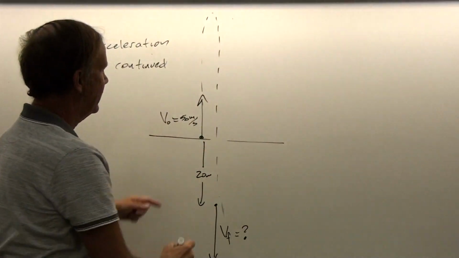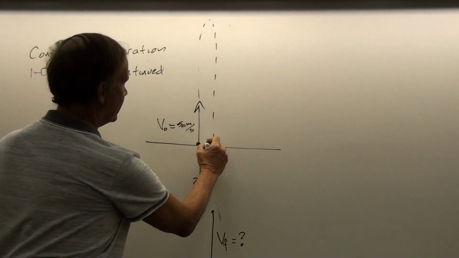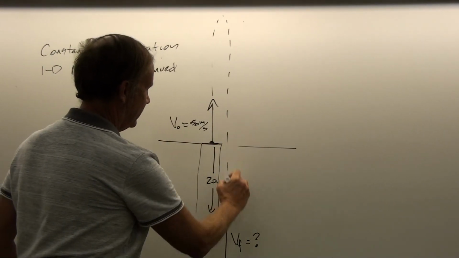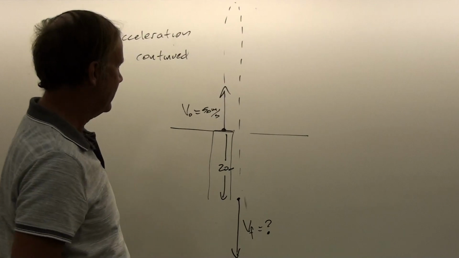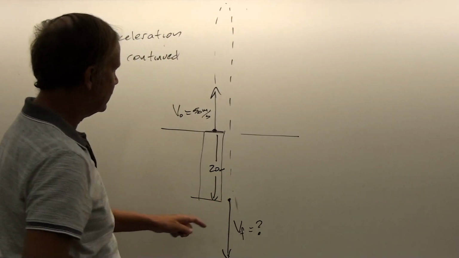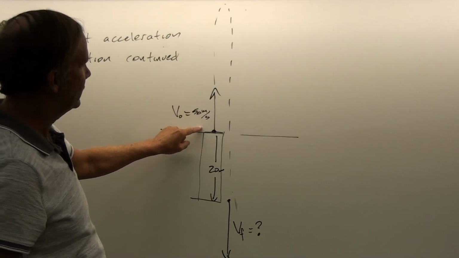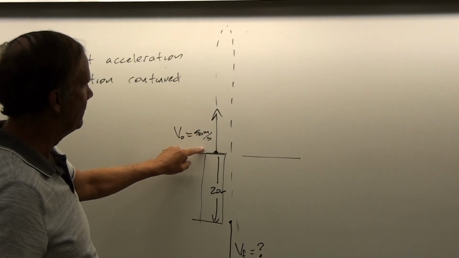So let's allow for the fact that maybe this is on the edge of a building or something, and this is a 20-meter high building, and we want to know what the final velocity is just before it strikes the ground 20 meters below the height that it was released from.